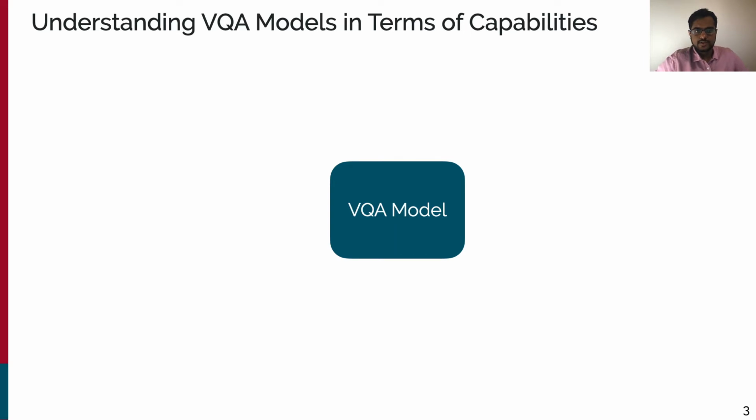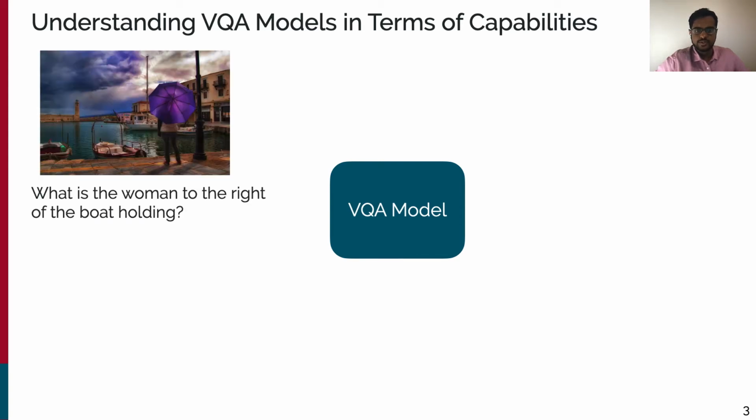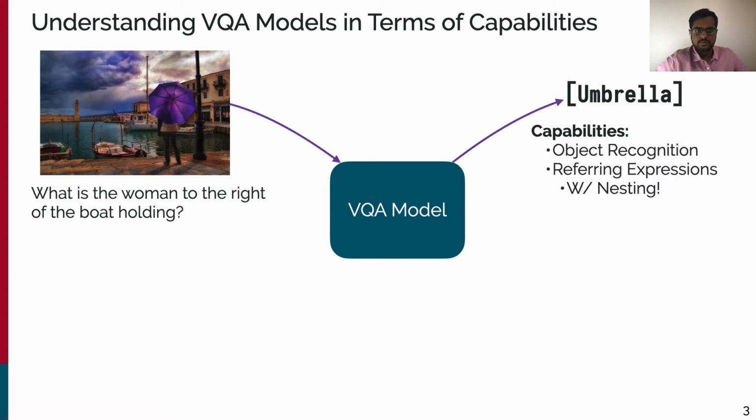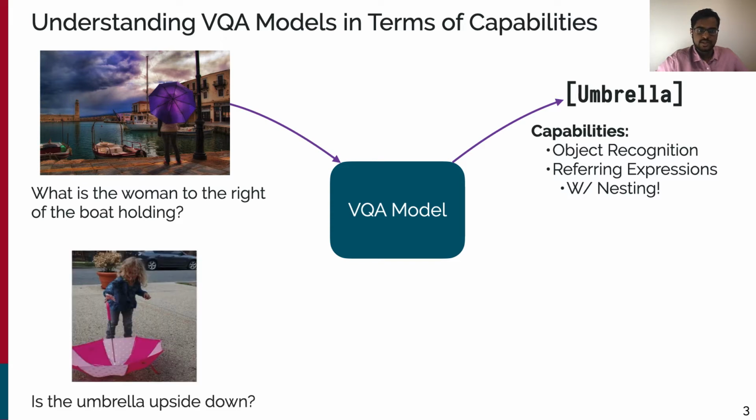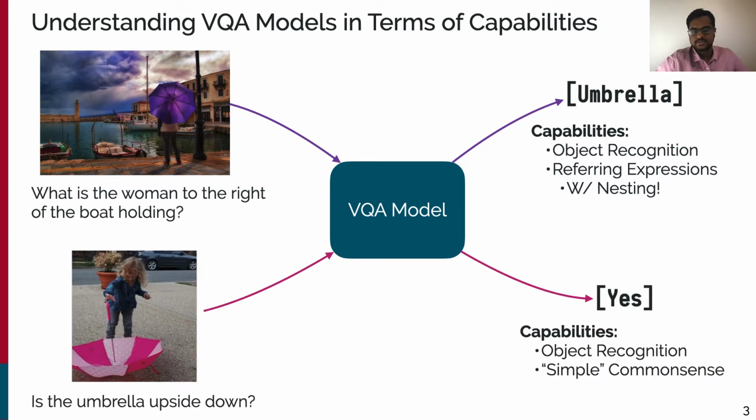As a starting point, I like to think of modern VQA models in terms of the capabilities they present. For example, given a question like what is the woman to the right of the boat holding, the corresponding answer is an umbrella. The capabilities to answer this question involve reasoning over referring expressions and simple object recognition. Similarly, given a question like is the umbrella upside down, the corresponding answer is yes. The capabilities here are again object recognition, but also a little bit of common sense reasoning. Thinking broadly in terms of capabilities was an abstraction we made early on to qualify what sorts of questions VQA models were good at answering.